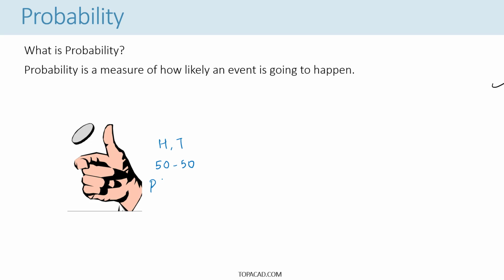In the probability world, we say the probability of getting a head is half, or it is equal to 0.5, which is nothing but saying there is a 50% chance of getting a head. But how did we get this value of half or 0.5? Before we understand that, let's see a few basic terminologies used in probability.